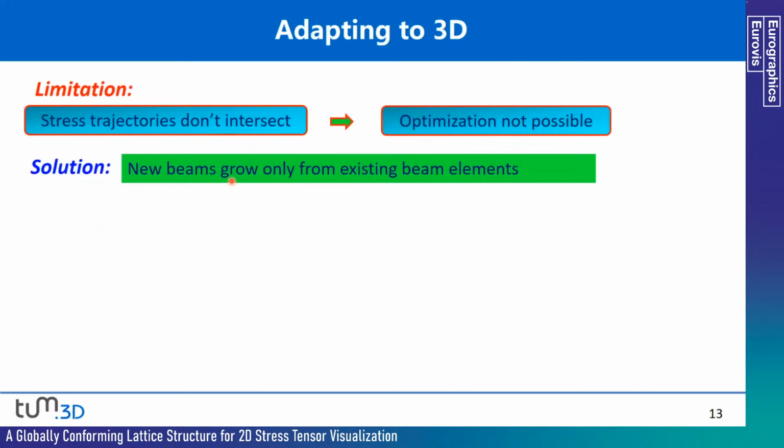We also adapt this approach for the 3D case. Given that the principal stress lines in a 3D tensor field do not intersect in general, the proposed optimization is not available here. Thus, we waive the optimization process and only make use of the proposed beam construction method. But as a solution to ensure the conformity, we let the new beams only be generated from the existing lattice elements.